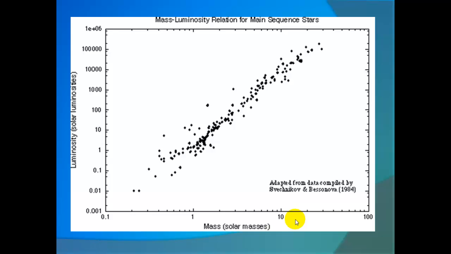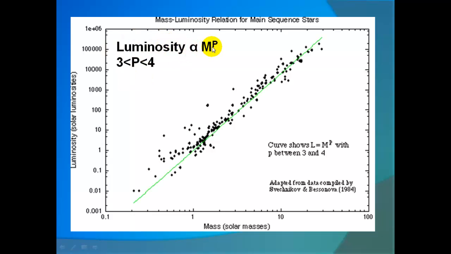In fact, the relationship is basically this: the luminosity of the star is proportional to the mass to the power of 3 or 4. Now it's somewhere between there. So in other words, if you double the mass of the star, the luminosity is going to be double cubed. In other words, 2, 4, 8 times as bright, or it could be 2 to the 4. It could be 16 times as bright. So in other words, you double the mass of the star, the luminosity is going to be between 8 and 16 times brighter.